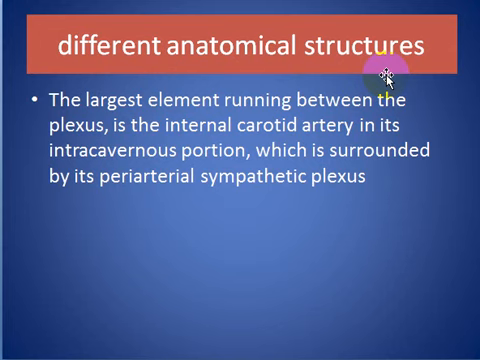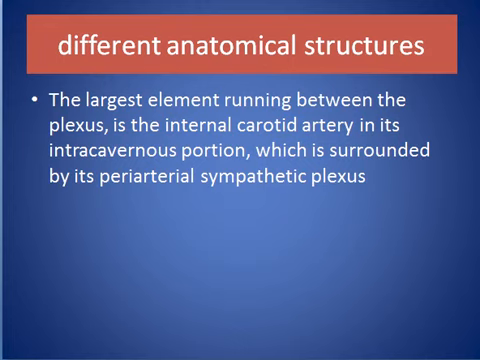Of the different anatomical structures, the largest element running between the plexus is the internal carotid artery in its intracavernous portion, which is surrounded by its periarterial sympathetic plexus. The internal carotid artery enters the posterior inferior aspect of the sinus and bends upon itself as the carotid siphon, the cavernous segment.